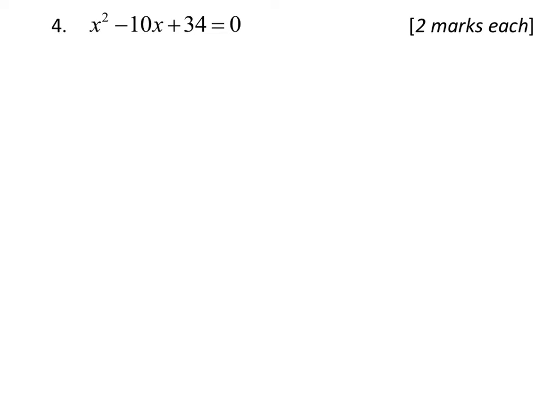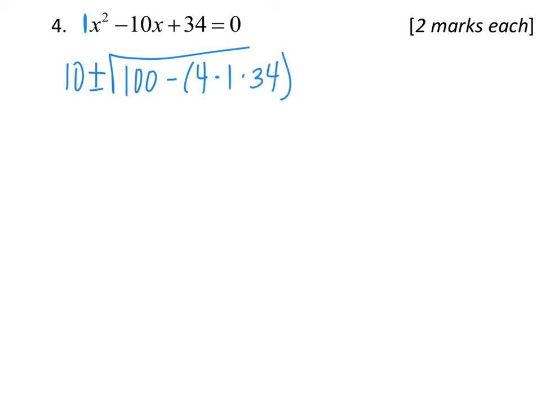The last one here for these 4. So once again, we have all 3 terms. So once again, I'm going to do the quadratic formula. So opposite b is positive 10, plus or minus b squared is 100, and then 4 times a, remember if there's nothing out front, a is 1, times 34, all over 2 times 1, which is just going to be 2.